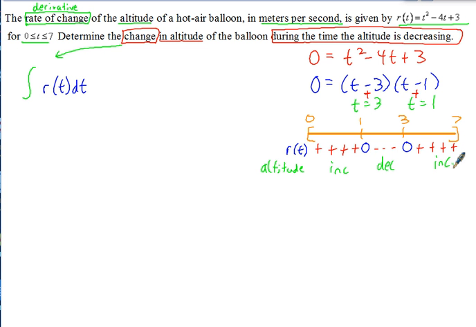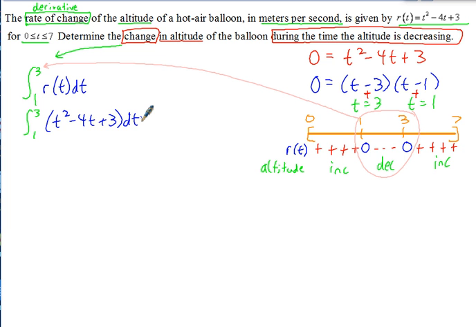So we want to know the change in altitude during the time the altitude is decreasing. Well, now we know what that interval is, don't we? We know the altitude is decreasing on this interval from 1 to 3. So that is going to become our lower and upper limit here. From 1 to 3. And we have r of t, which is t squared minus 4t plus 3.